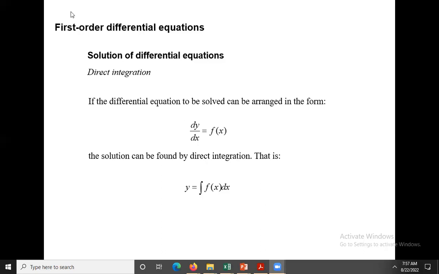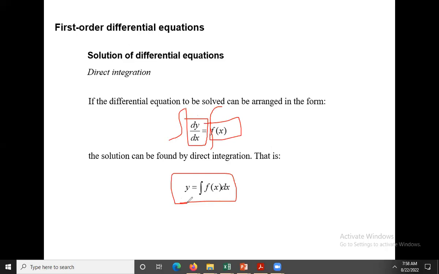Okay, so let's move on. So we are saying that if we can rearrange the differential equation in this form, where we have the derivative of y on one side and a function of x on the other side, then we can just integrate both sides. You find the integral here, find the integral here, and you are good to go. So that is what it's saying here. So if you integrate both sides, you're going to get this.